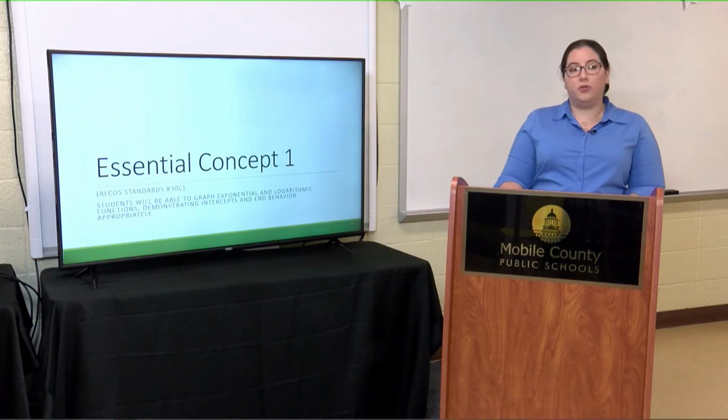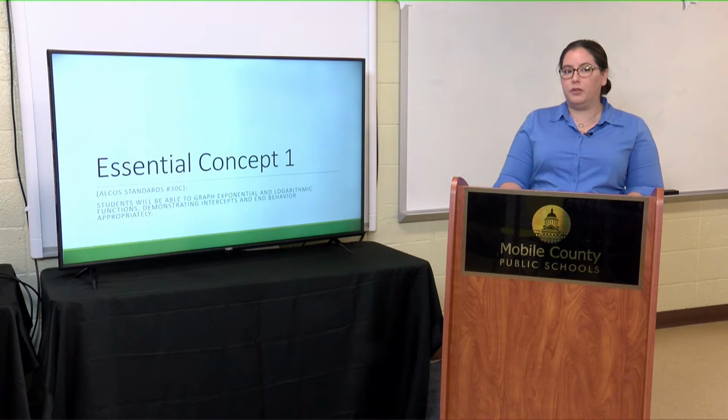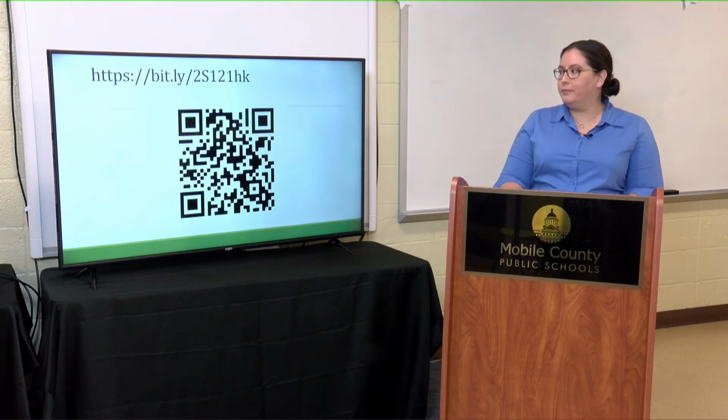In case you missed last week, we were working on exponentials and logarithmic functions. And so our first essential concept that we're talking about is being able to graph these functions. Last week we talked specifically about exponentials. And so we're going to talk about what a logarithm is and getting to graphing logarithms.